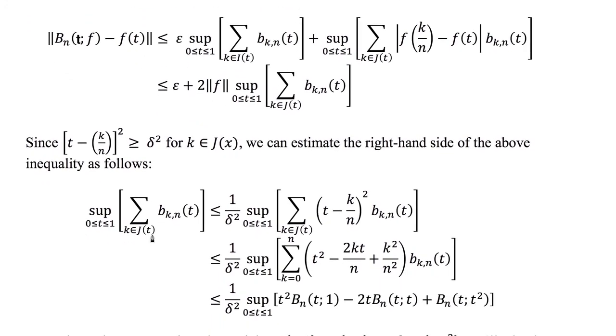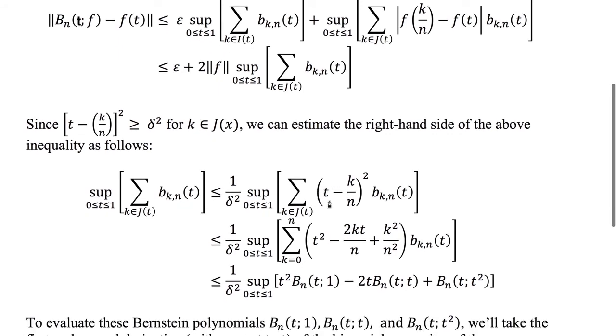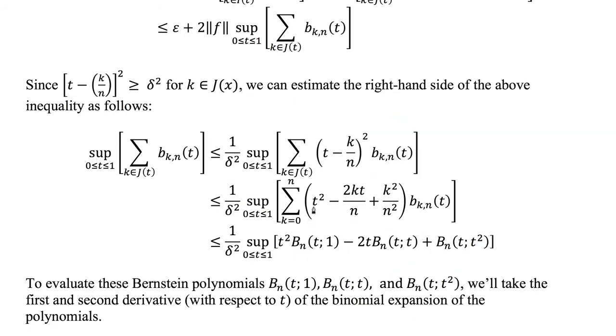So using this fact, we know that this expression here can be approximated by this expression, because this thing over delta squared is greater than 0. And by expanding this expression, we get the following. And notice that t squared times b_{k,n}(t) is essentially the Bernstein polynomial of 1 at t times t squared.